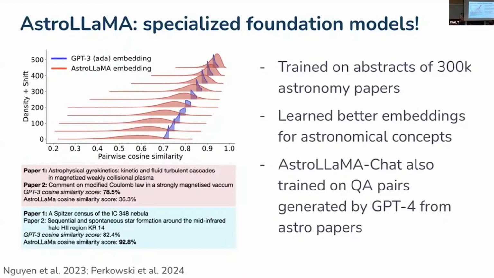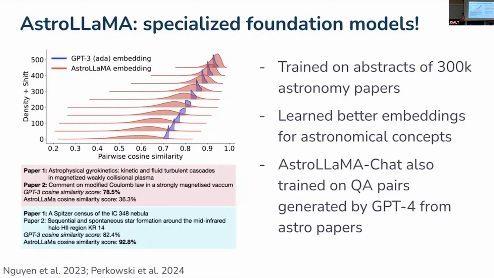The second example, shown in blue, says, a Spitzer census of the IC 348 nebula, versus paper 2, which says sequential and spontaneous star formation around the mid-infrared halo H2 region KR14. Some named entities are going on in there. That's always a challenge for your tokenizer. But these are actually talking about star-forming nebulae, so those concepts are very similar, and AstroLlama does a good job of assigning similar cosine similarity scores. But GPT-3 is about the same as before, about 80%. So it gives you a little more fine-grained nuance in the embedding space there.